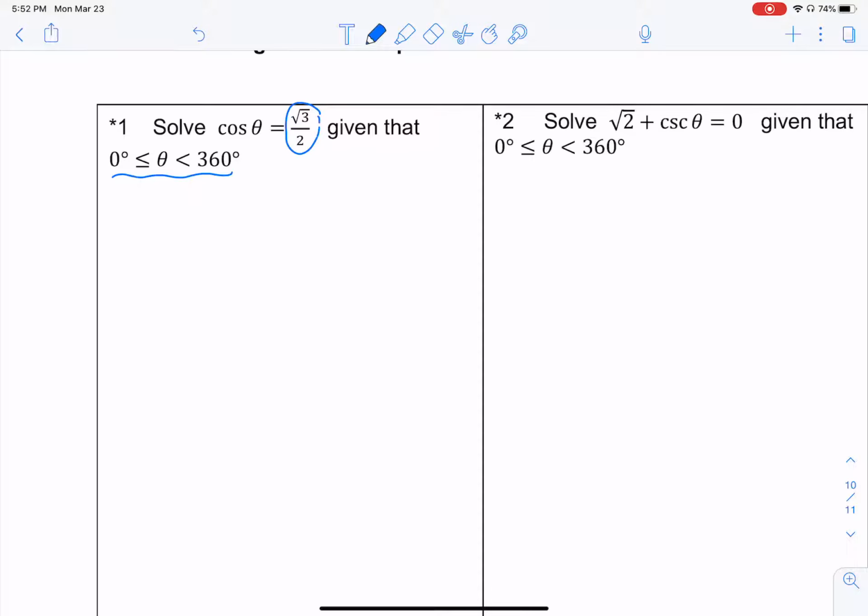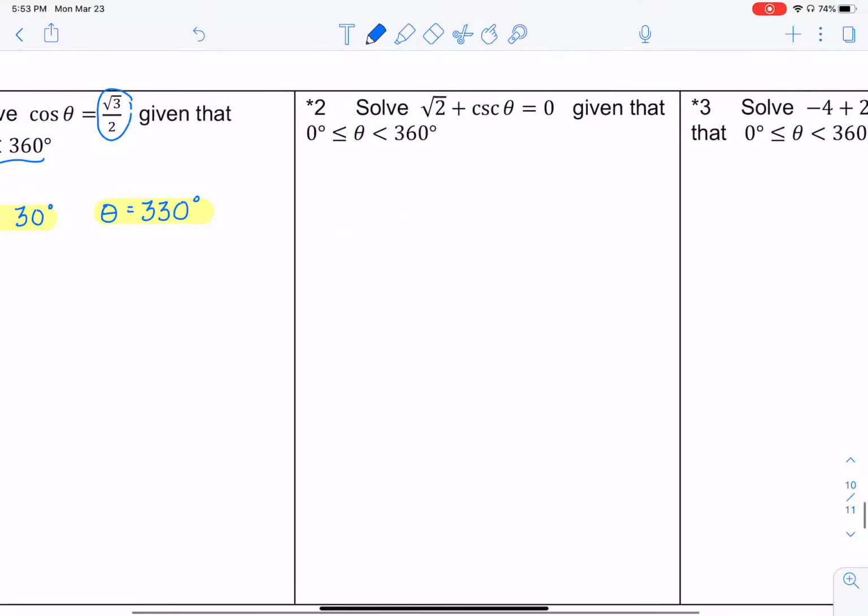I figure out where this happens on a trig circle, and I find there are two places, in the first quadrant and in the fourth quadrant. So theta two times has a cosine value of √3/2. It takes place at 30 degrees, and it takes place at 330 degrees. Both of those are within the restricted values, so both of those are solutions.